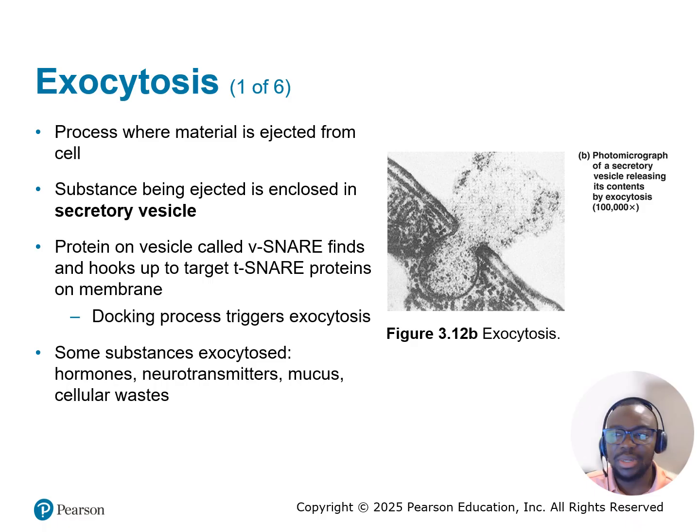The second type of vesicular transport is exocytosis. Exocytosis is a process of ejecting material from the cell. The substances being ejected are usually packaged in secretory vesicles. The vesicles contain proteins called V-snares, while the cell membrane has proteins called T-snares. The two proteins interact and trigger exocytosis. Substances removed from the cell by exocytosis include hormones, neurotransmitters, mucus, and cellular waste.